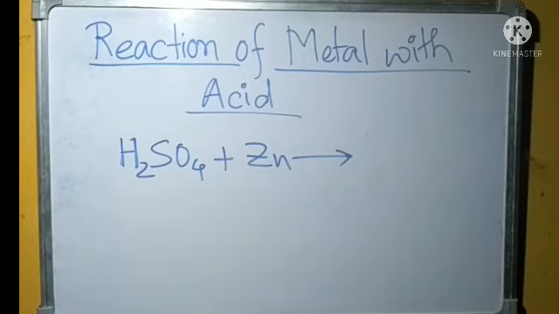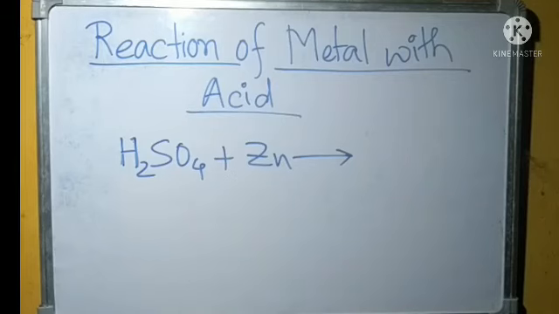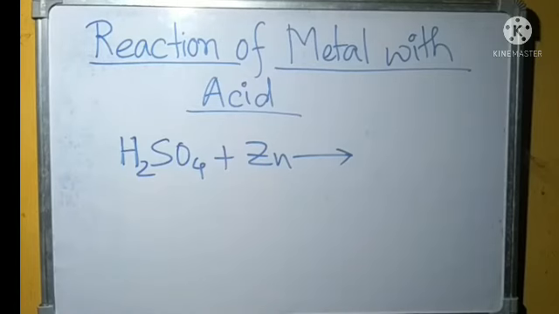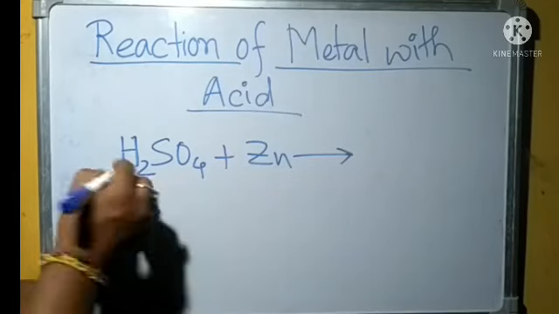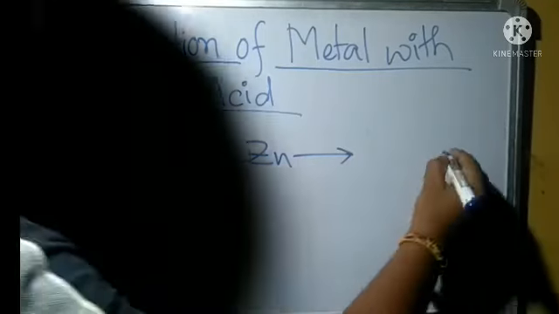Suppose this is the reaction of an activity that we have studied, activity 2.3. There is a reaction between sulfuric acid and zinc. If you look at this, sulfuric acid has this hydrogen. So we will do nothing, we'll simply write this hydrogen as hydrogen gas.